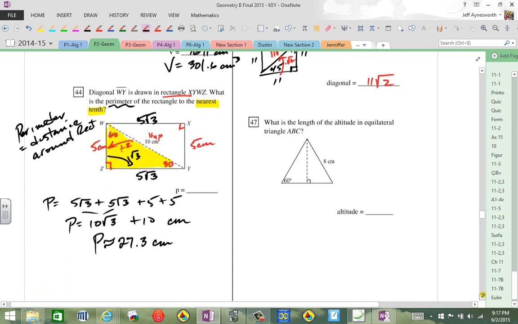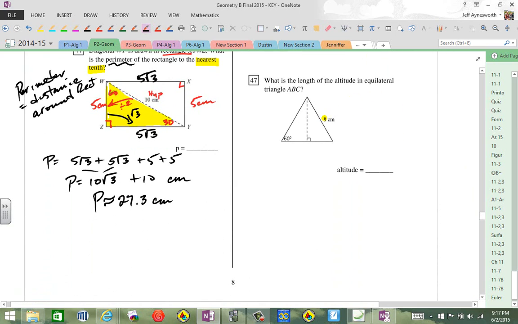Okay, next one. What is the length of the altitude of the equilateral triangle? Well, we have a 30-60-90 involved. So what you want to do is start going for it here. So if that's 8, that's 4, that's 4. The hypotenuse to the short side is half, and then from the short side to this side, you have to multiply by rad 3, so this is 4 root 3 here, and that's the altitude or the height. Okay, the altitude or the height in this case is 4 rad 3. And that's all there is to that one.